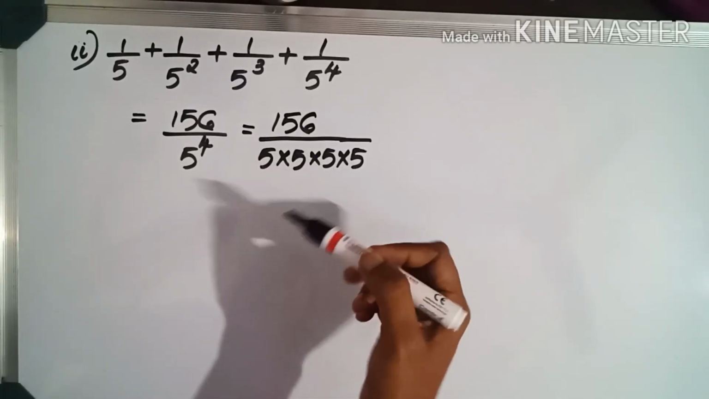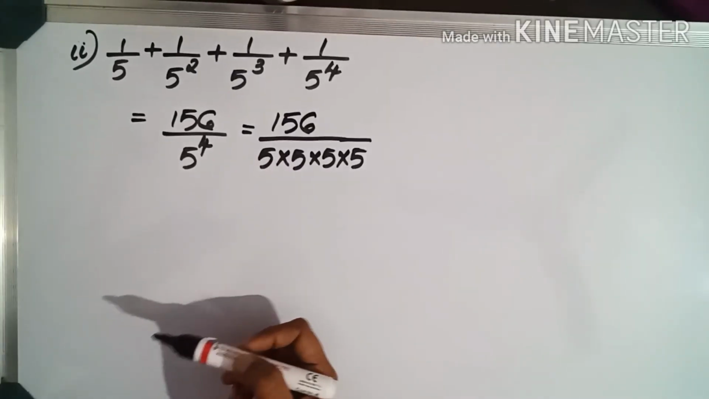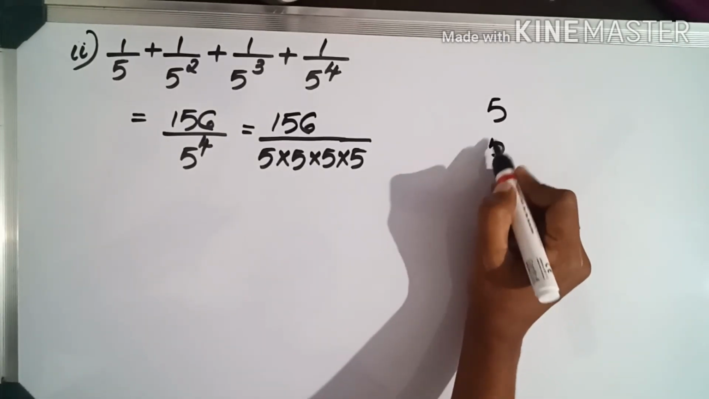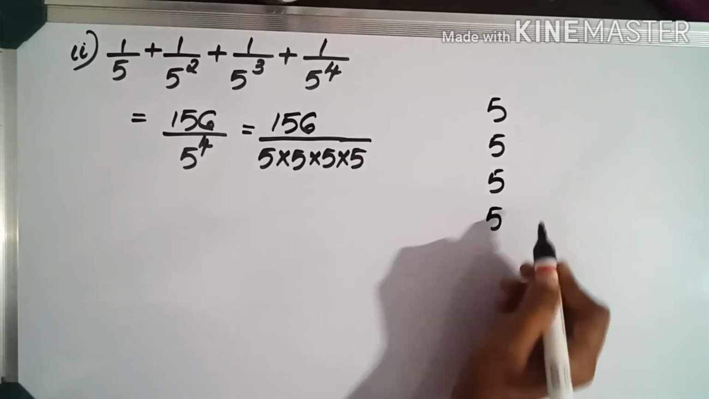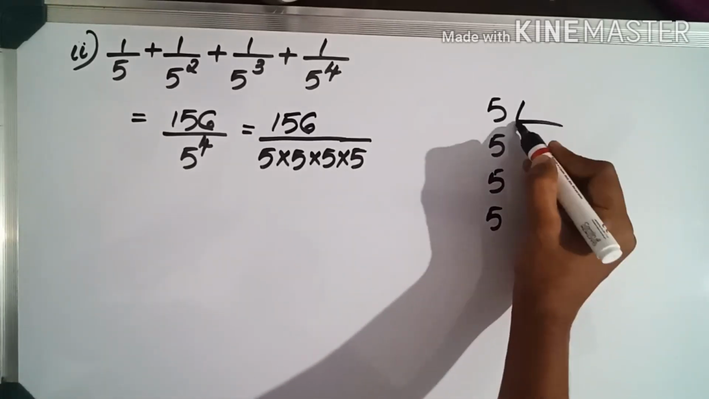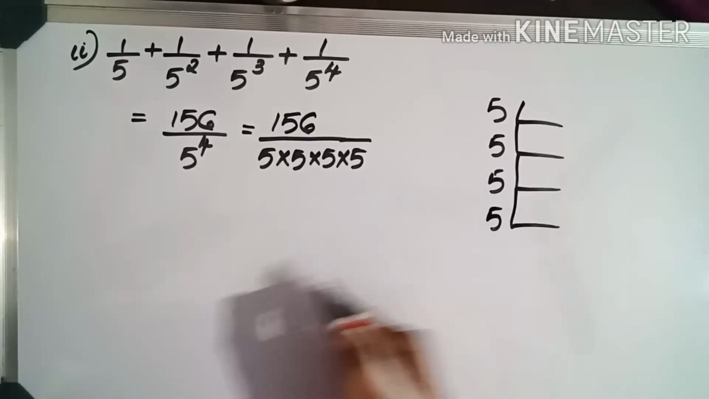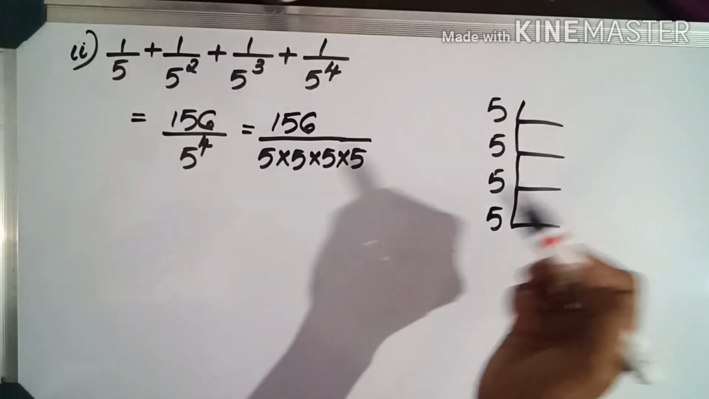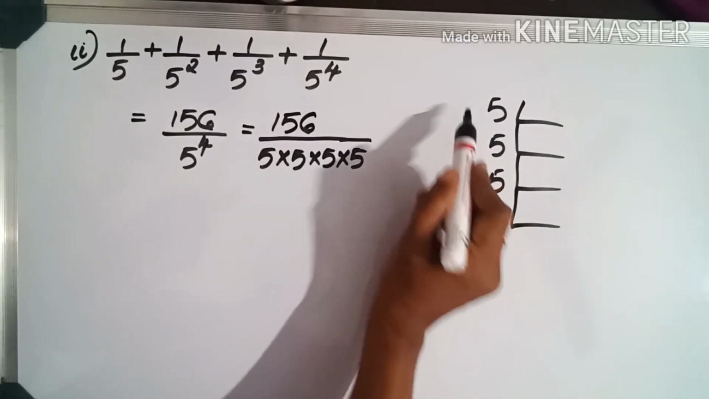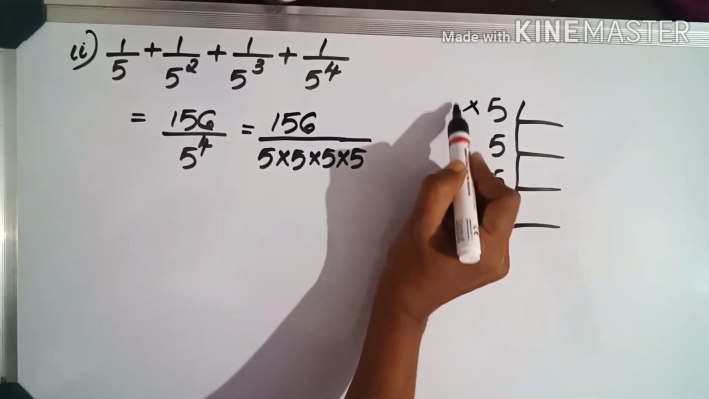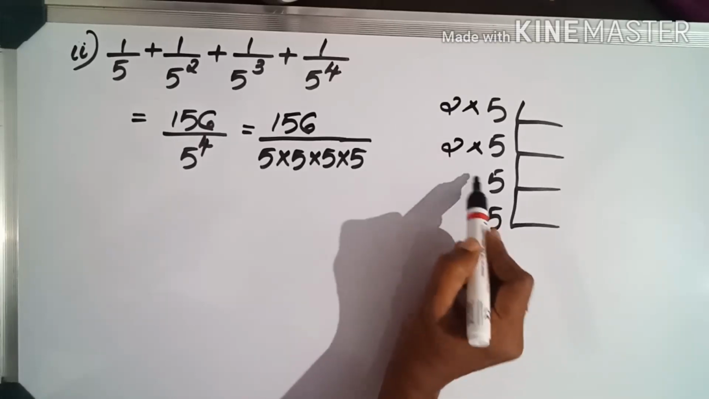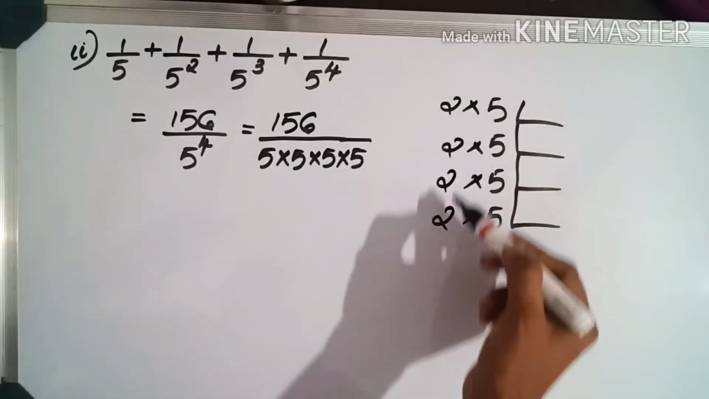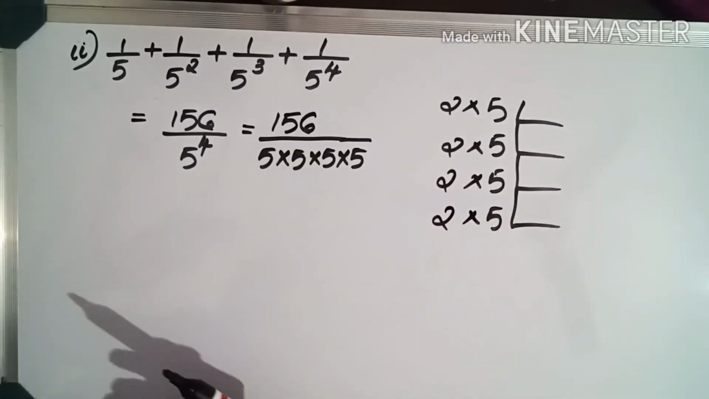Now we need to convert this into powers of 10. After factorization we have 5, 5, 5, 5. Then we will make pairs whose product is 10. Product as 10 means we need 2's here: into 2, into 2, into 2, into 2. These 4 2's we need to multiply in the denominator.